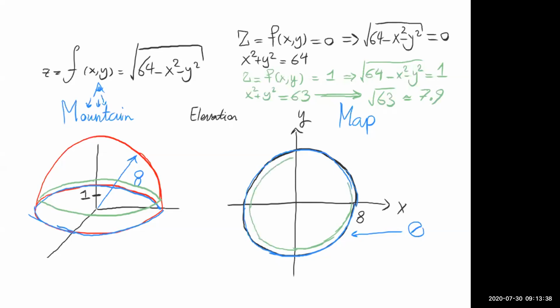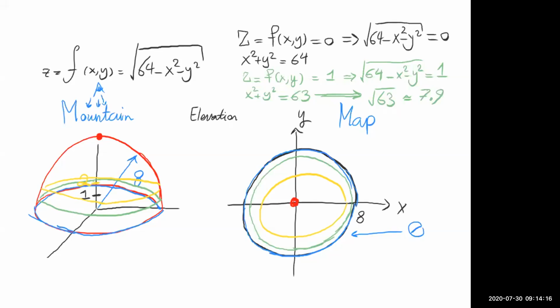Kind of like this. And we can continue that. We can look at the set of points where the elevation from sea level is 2 and so on. We can sketch those level curves here, and they would become smaller and smaller until we get to the top of the mountain, to the peak, and that would correspond to this point here. This is actually what we saw on Tuesday.